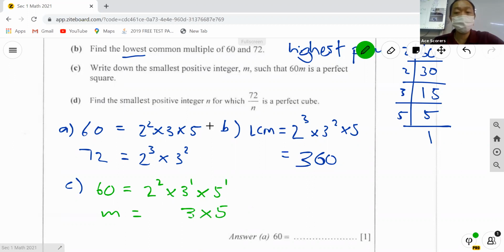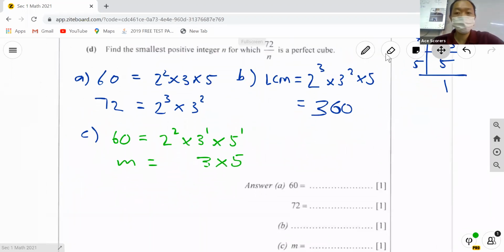How come 3 times 5? Because if I add another 3, this becomes 2, and if I add another 5, this becomes 2. So it becomes an even power, because they want a perfect square. Hence m equals 15.